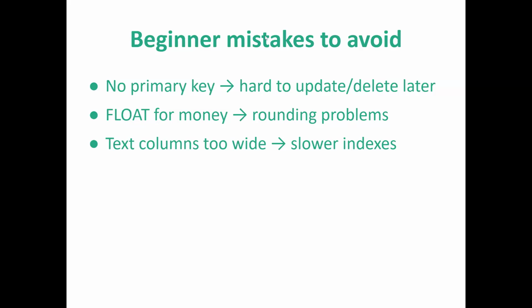The beginner mistakes to avoid. Okay, no primary key. What is the arrow pointing? What does that mean? Whenever you are creating a table, you should make sure that a primary key is there. You can create a table without a primary key as well. That's why whenever you're creating a table, you should make sure that you're initializing a primary key. Usually beginners don't initialize the primary key. That's the mistake to avoid.